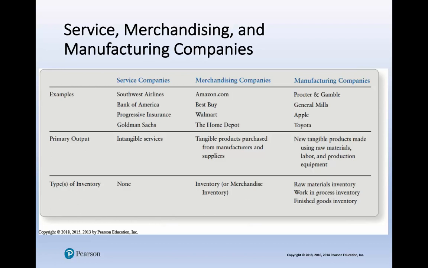And we can see our examples there: P&G, General Mills, Apple, Toyota. And again, they're creating new tangible products from other materials. So they're putting them all together. They're taking raw material, metal, plastics, maybe some other types of products, mashing those all together into a new type of product. That's the basic definition of manufacturing.